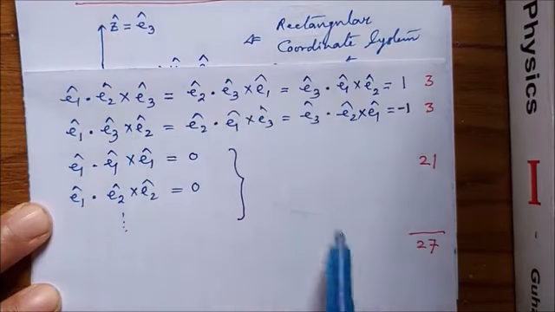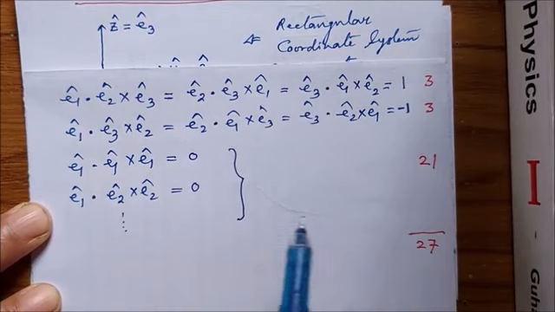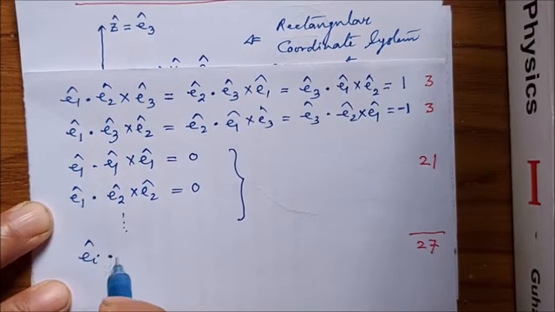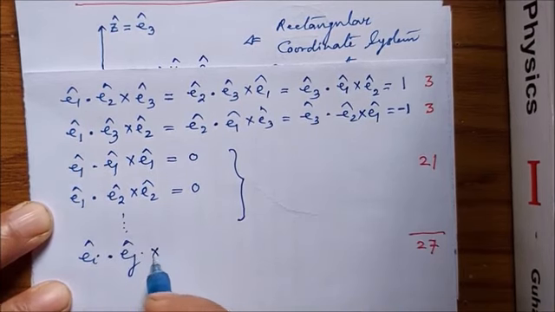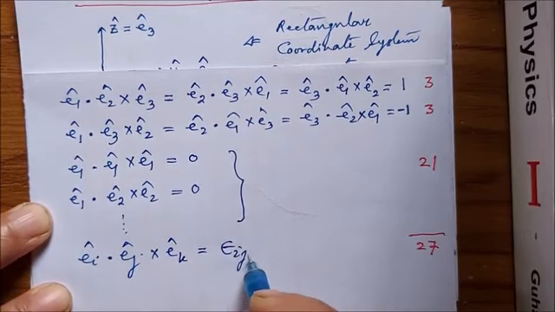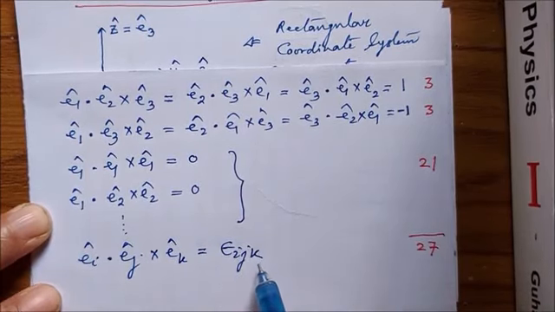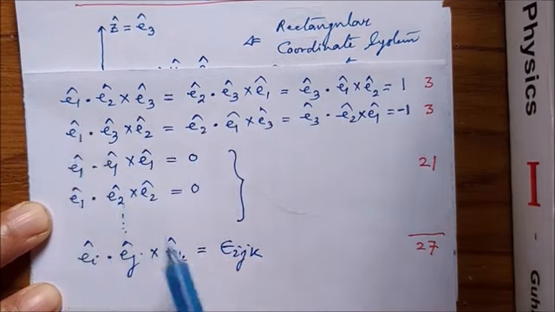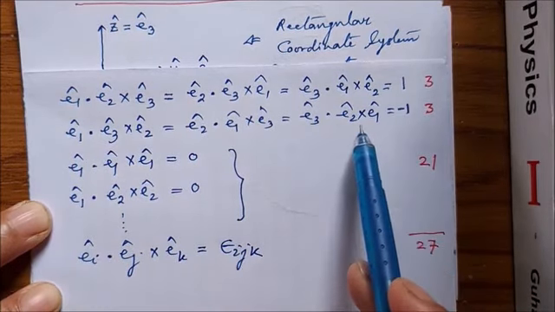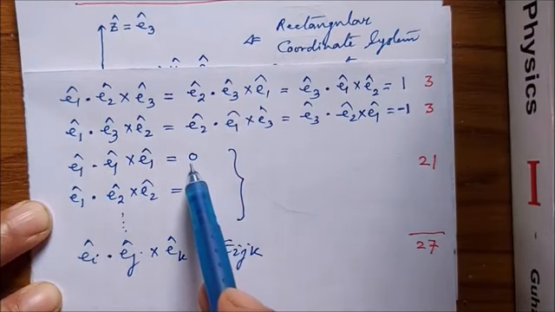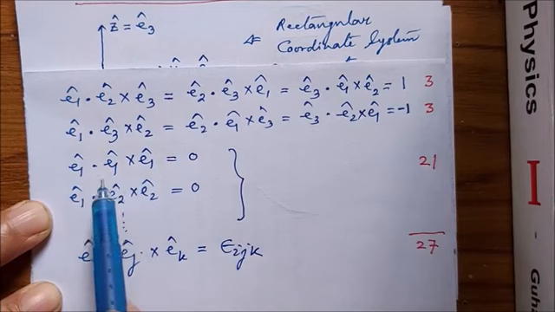We can club these 27 relations and write it in a single relation as, where epsilon ijk represents the Levi Civita symbol, which is 1 for cyclic occurrence of indices, which is -1 for anticyclic occurrence of indices, and which is 0 if indices repeat.